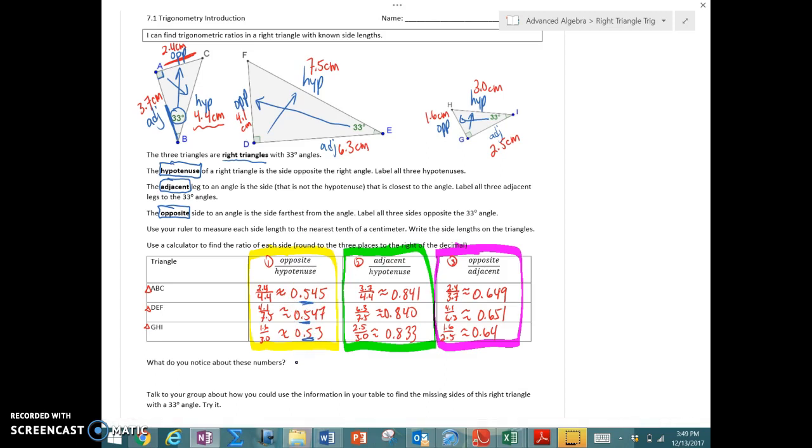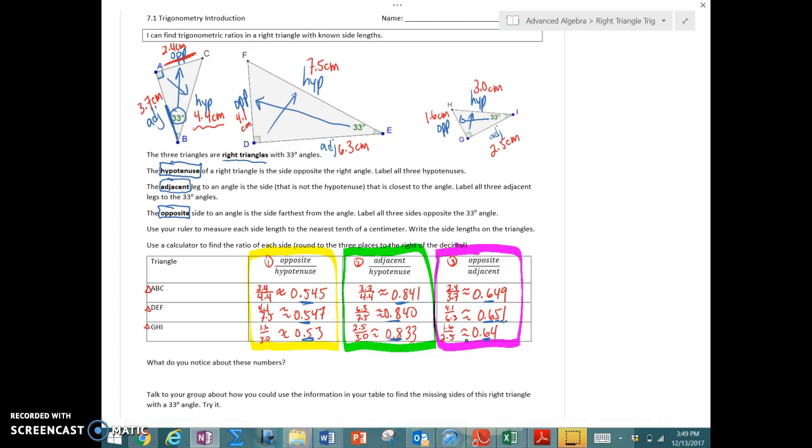When I look at the second column, adjacent over hypotenuse, same thing. I get 0.8, 0.8, 0.8 if I round to one decimal place. Now the third one, I would get actually 0.6, 0.7 if I round accurately because it's a 5-1, but pretty close. They're all pretty close when I look at them. And that's not a coincidence.